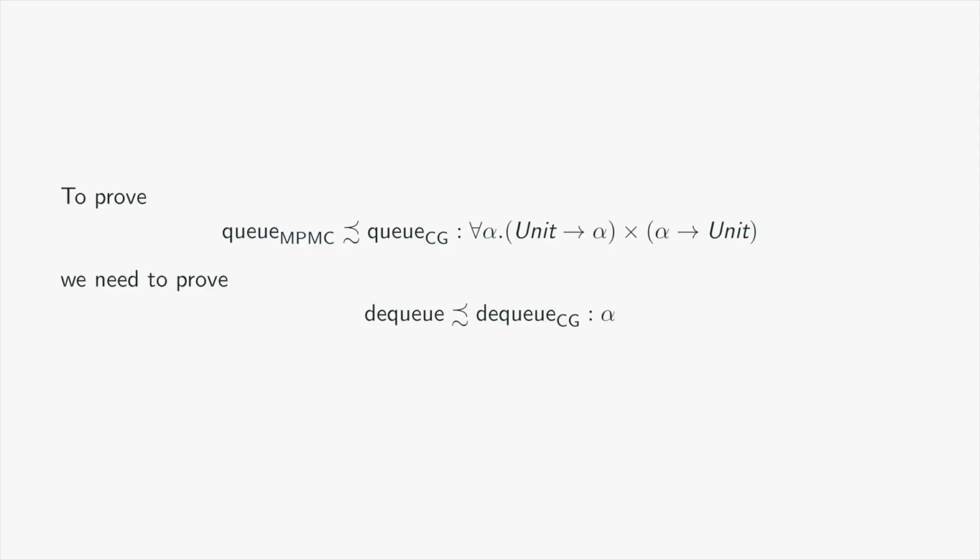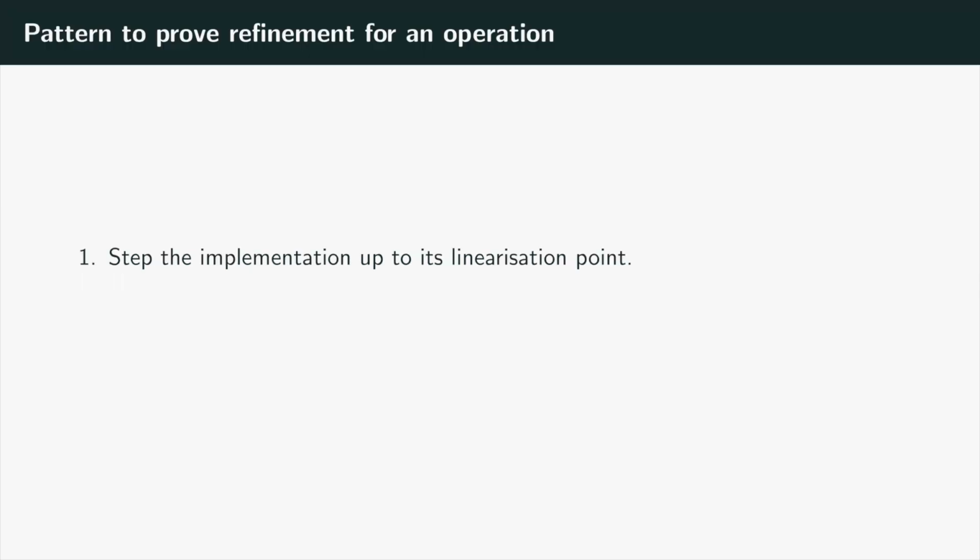When proving contextual refinement of a concurrent data structure, one needs to prove refinements for each operation on the data structure. For instance, to prove refinement of the npm-c queue, we need to prove that its dequeue operation refines the coarse-grained queue's dequeue operation. And in Relic, the way that this is done can be summarized as follows.